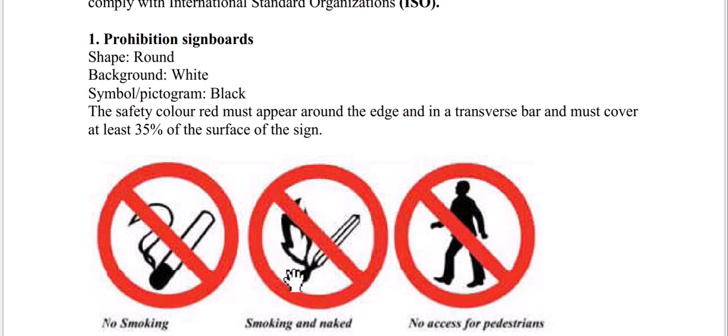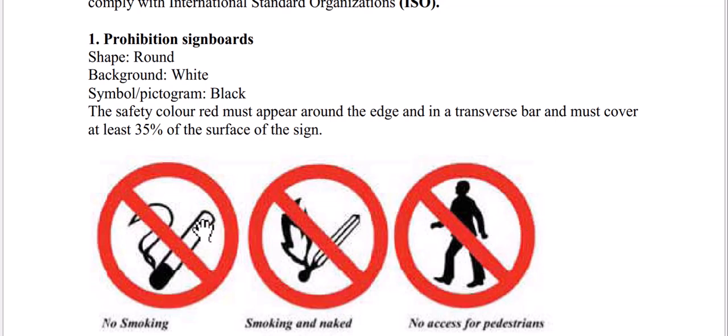And the symbol itself, or the item that is being prohibited, is shown in black color. Like you can see, a person is in black color. This cigarette is in black color. The smoking, yes, it's in black color. Or this means smoking or naked flame. So the symbol or pictogram is in black color. Generally, these symbols are very necessary when you want to communicate restriction or prohibition information.